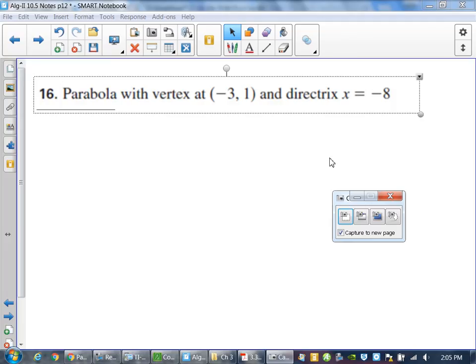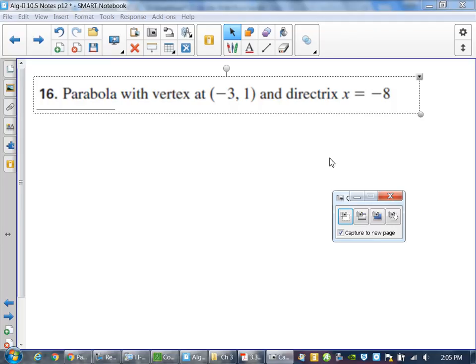The directrix would be below it. If it was pointing downward, the directrix would be above it. If it's going to the right, the directrix is on the left. So since the directrix is behind it, that means it has to open up to the right.